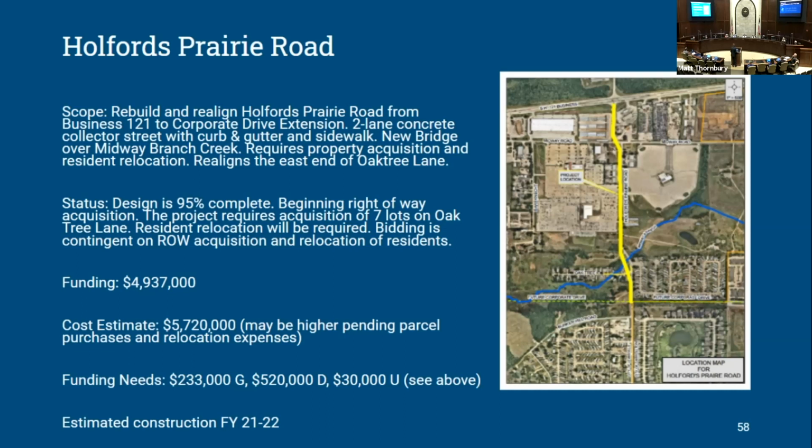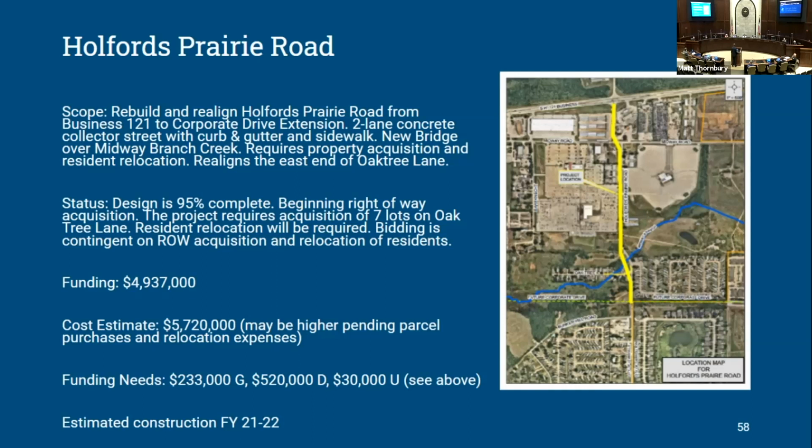Holford's Prairie Road project. This is a project that's almost completely designed. It's Holford's Prairie Road from the extension of Corporate Drive northward to Business 121. It's going to be a 37-foot wide street, very similar to Midway Road. This project is particularly difficult in the fact that we are having to reroute the roadway alignment somewhat, especially over Midway Branch Creek. Also, there are some very large right-of-way needs on this project. As a matter of fact, we expect that we'll be purchasing 7 parcels on Oak Tree Lane.